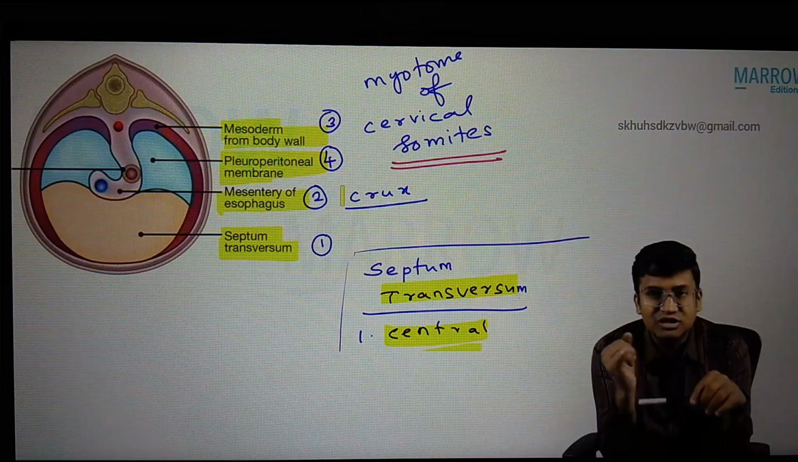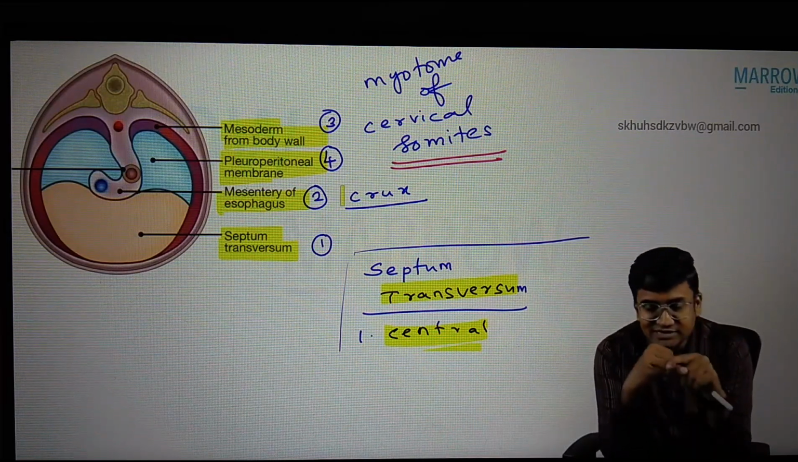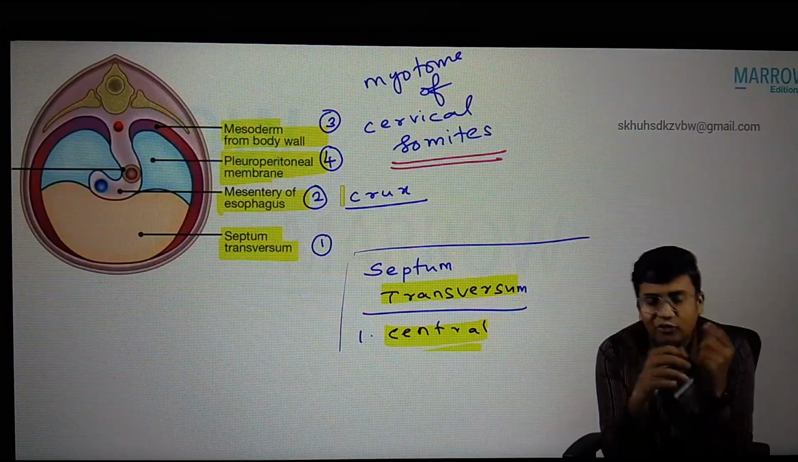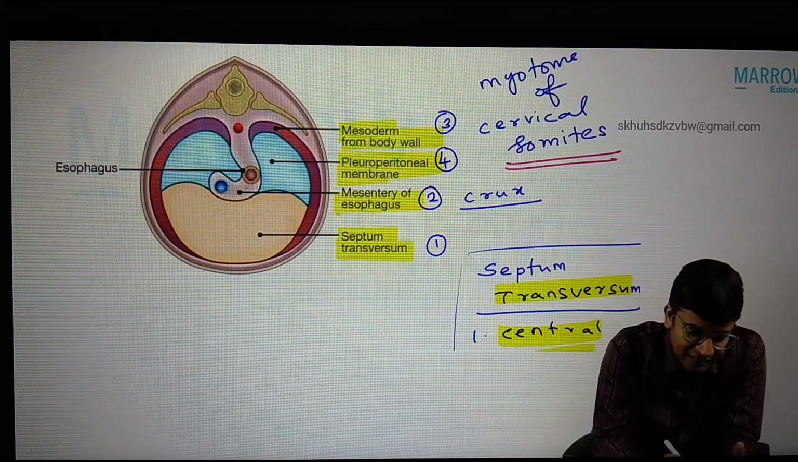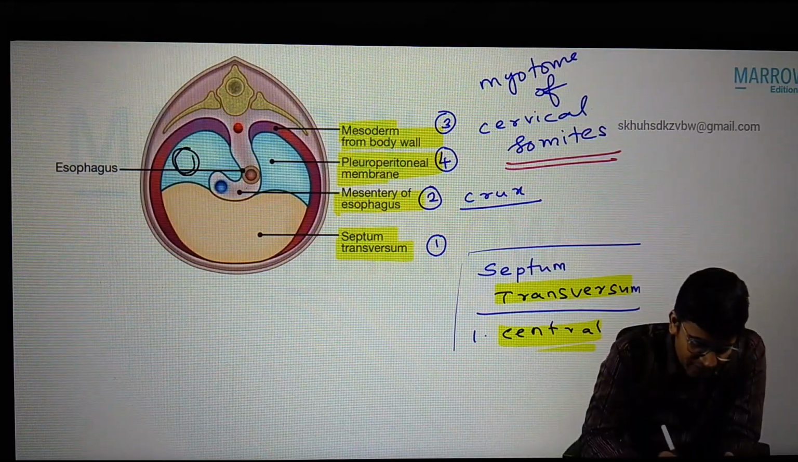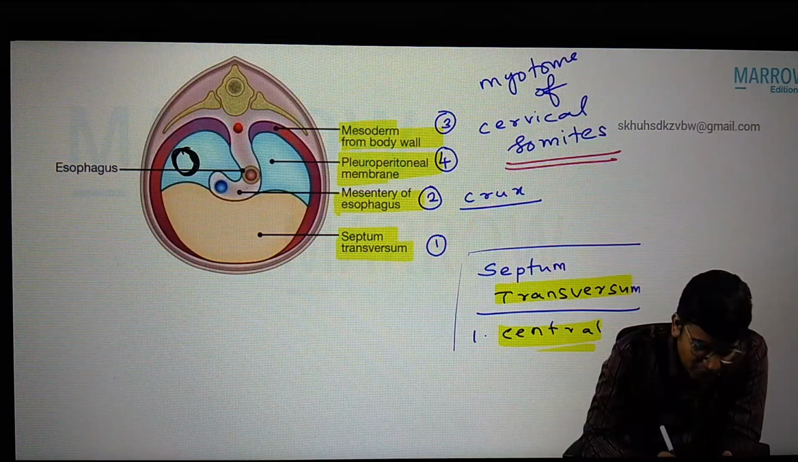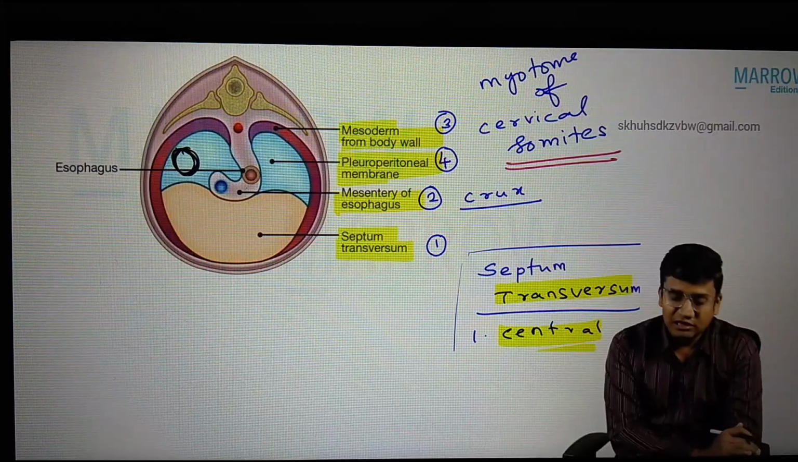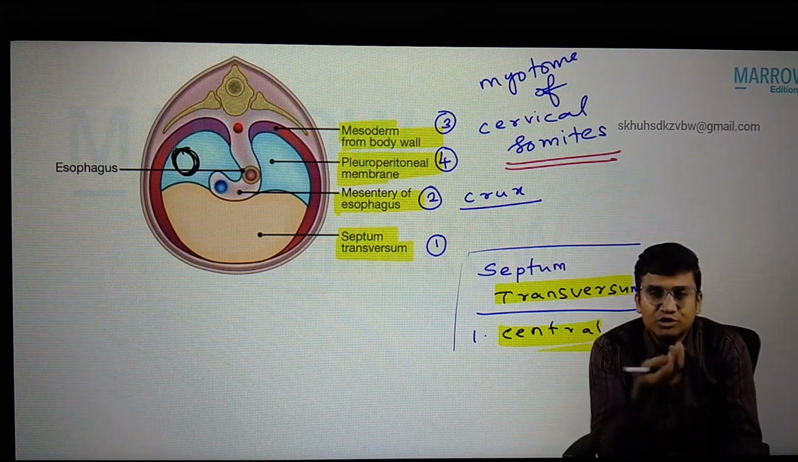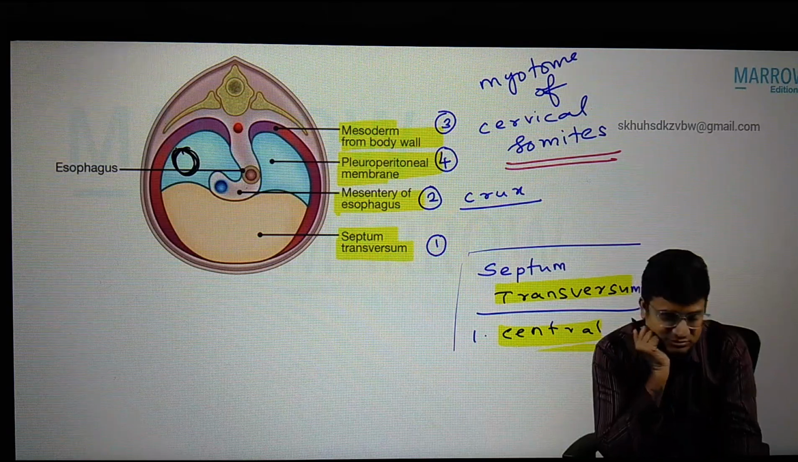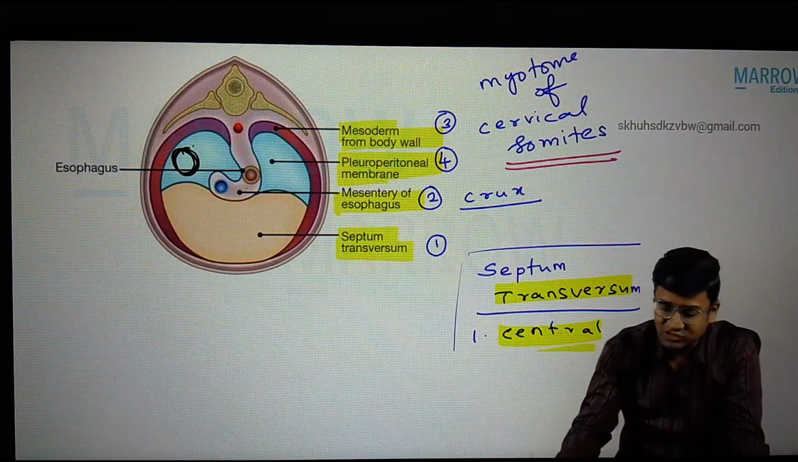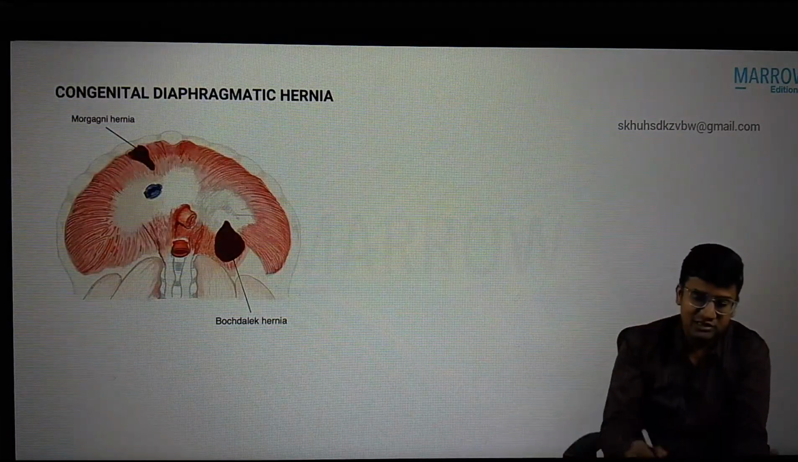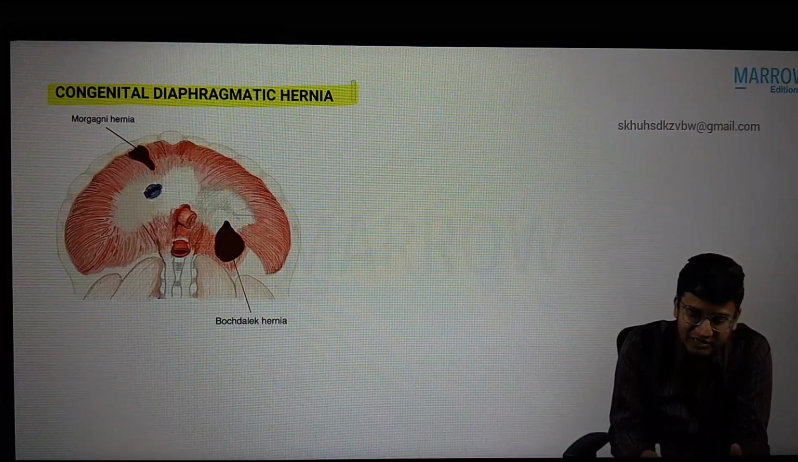What are those? Number one, septum transversum. Number two, mesentery around the esophagus. Number three, contribution from the body wall. Number four, pleuroperitoneal membrane. Suppose this patient is having a defect in the pleuroperitoneal membrane, like this. Now through this defect we have a communication, and through this communication the abdominal viscera herniate into the thoracic cavity. That is called congenital diaphragmatic hernia. So next we're going to discuss congenital diaphragmatic hernia.